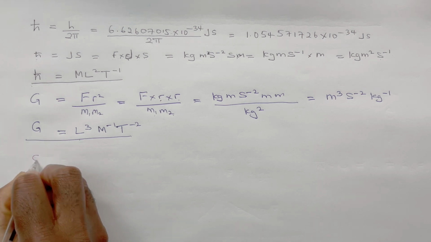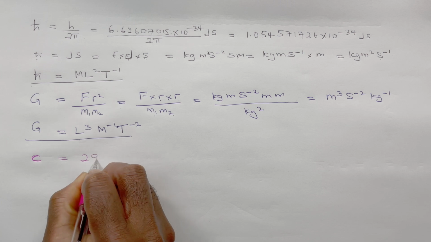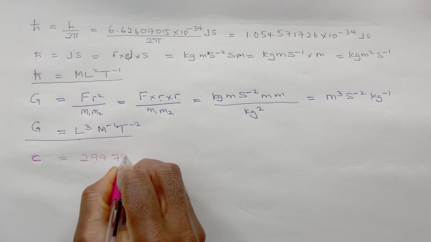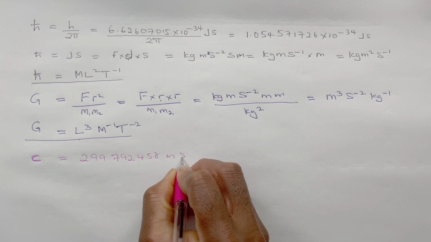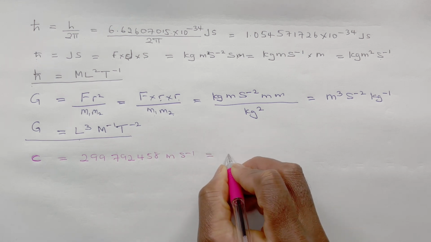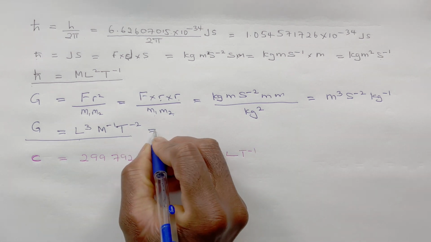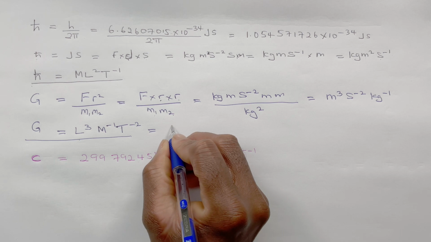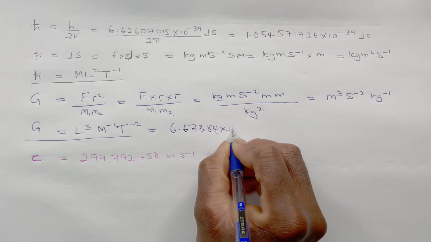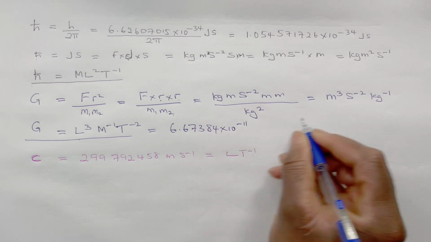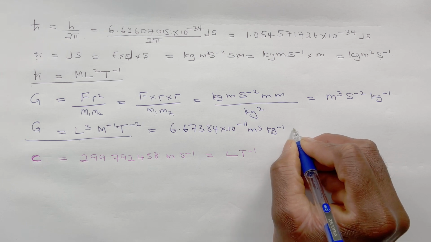For c, the speed of light in vacuum, that is 299,792,458 meters per second, and that unit is meters, length, per second. For Newton's gravitational constant, that value is 6.67384 times 10 to the power minus 11. Obviously, that will be meter cubed per kilogram per second squared.